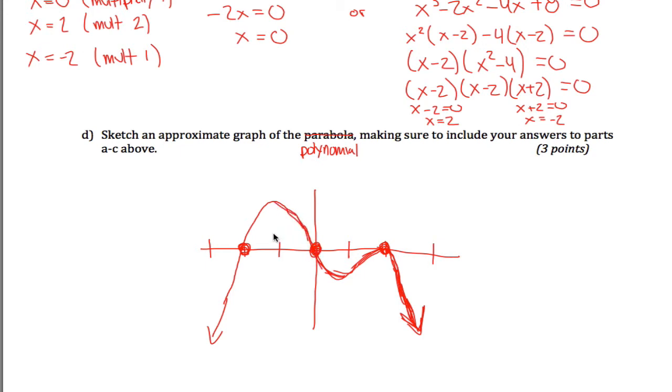Doesn't have to look exactly like this. For example, you don't know how high up it goes right where I'm drawing now. We don't know how steep this is here. There's a lot of things we don't know that we'll have to take a calculus class to figure out. Make sure it goes through these 3 points and then it bounces off here. And you've got the end behavior right. That's everything I want. So that's the end of this quiz.